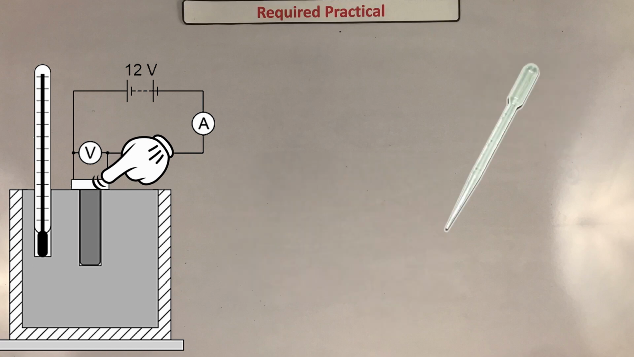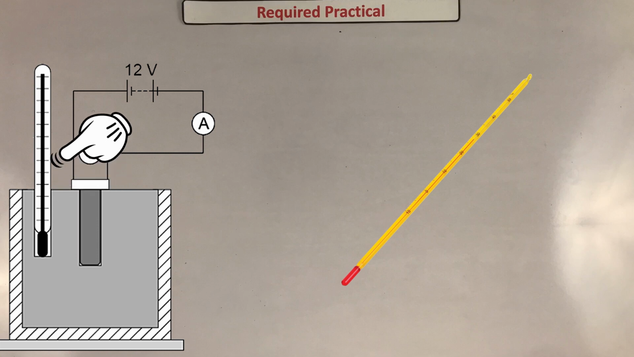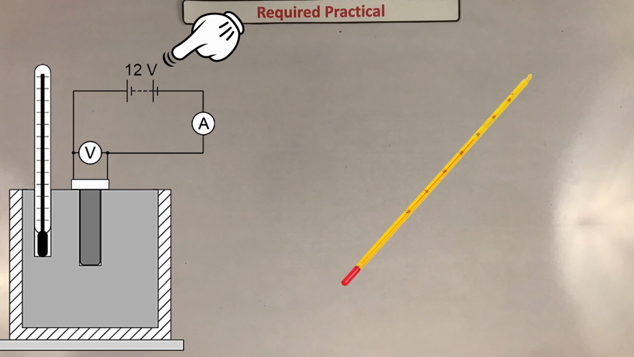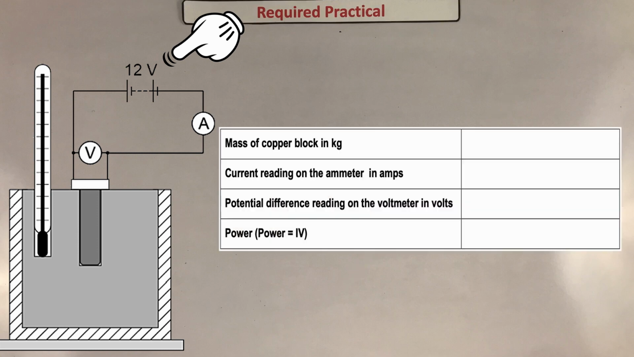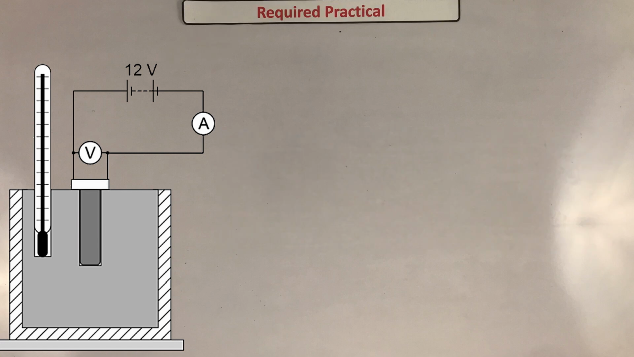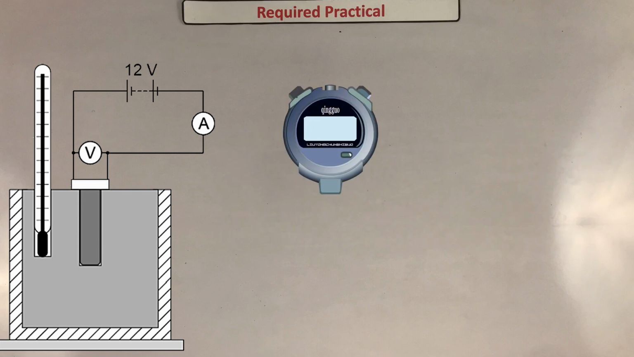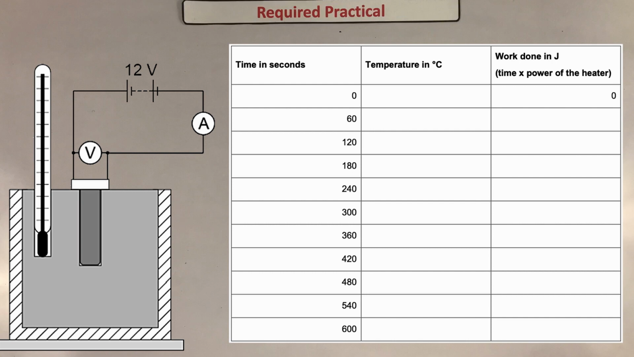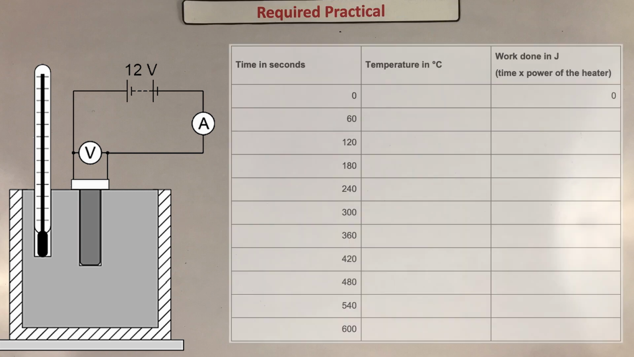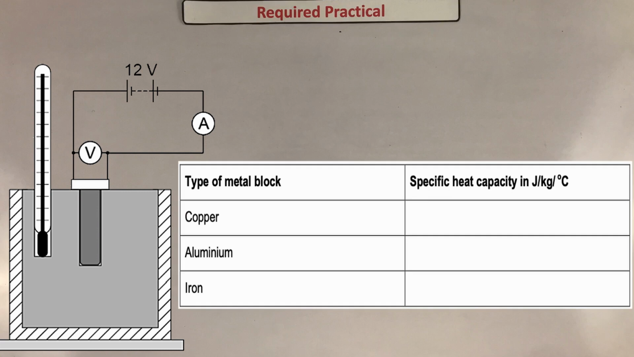You use a pipette to drop a small amount of water in the smaller hole, which is where your thermometer is going to be placed. With the power pack on 12 volts, switch on your power pack and record the amps and potential difference in a table like this one here. You then measure the temperature and start the stop clock. Record the temperature for every minute for 10 minutes in a results table like this one over here. You repeat this for the different blocks that you have. Usually you'll probably be given 3 or 4 blocks to use.